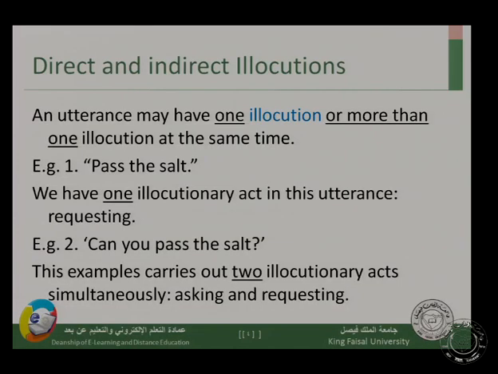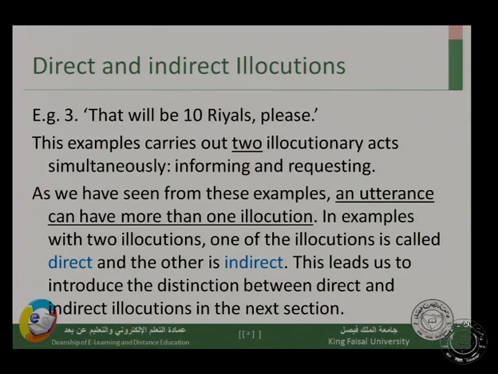Look at the first example, pass the salt. Here we only have one elocution in this utterance, which is requesting. Pass the salt, you are requesting someone to pass the salt. Look at the second example, can you pass the salt? In this example we have 2 elocutions, or 2 elocutionary acts. Here we are asking a question, can you pass the salt? And we are also requesting. So when you tell someone, can you pass the salt, you are asking him a question and you are also requesting him to pass the salt. So here we have 2 elocutionary acts.